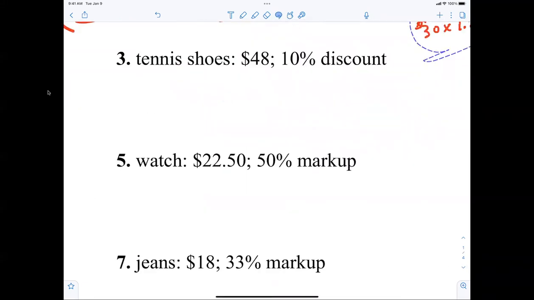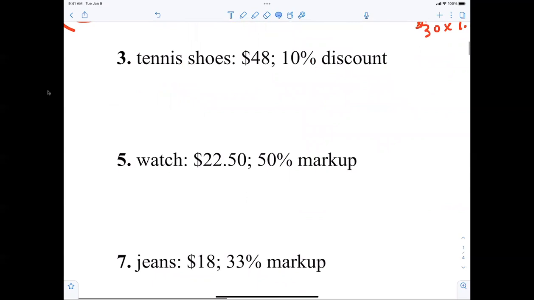All right. Now for number 3. Come on now, guys. I'm going to get a discount. You walked into the store, you see the shoes you want, they're $48. There's a 10% discount. So what do I do? Okay, so 10% is $4.80. So what's the sale price going to be?